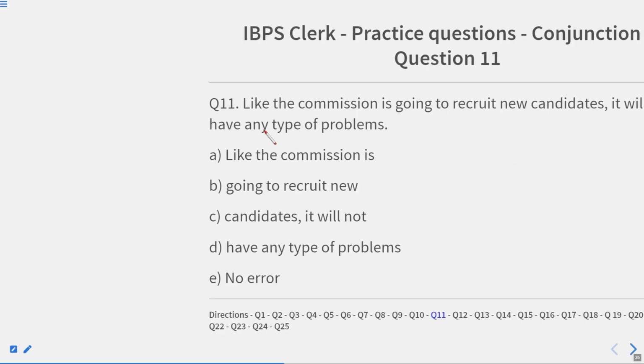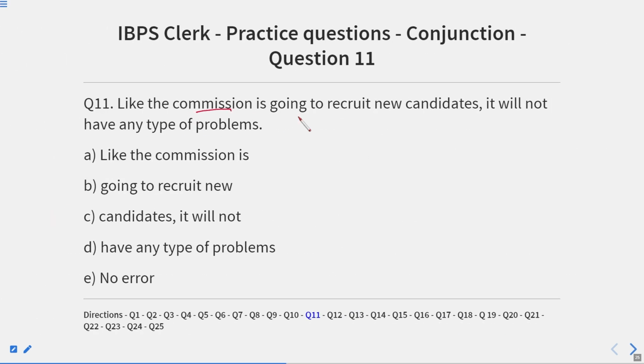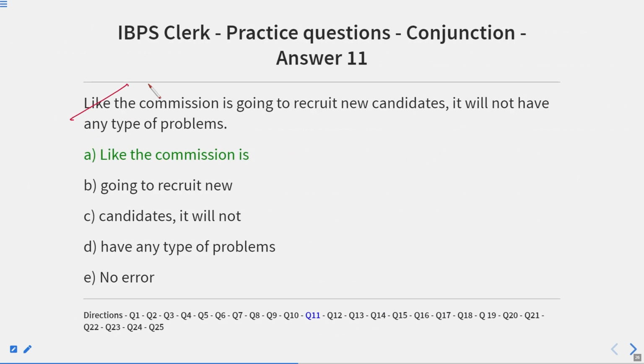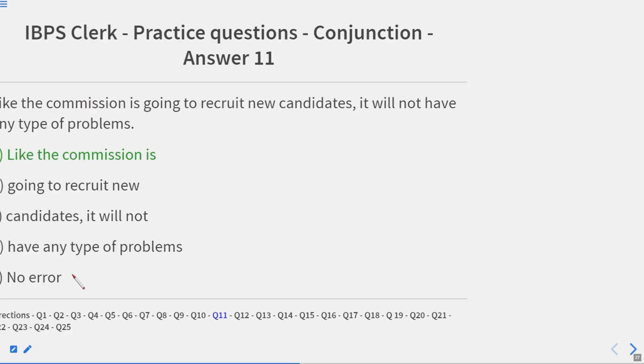Now let us move to the next one. There is question number 11. Like the commission is going to recruit new candidates, it will not have any type of problems. Now like shows similarity. But here, the word like is incorrect. It should be replaced with as. So the error is in part A, where it should be replaced with the word as. As the commission is going to recruit new candidates is actually the cause. It will not have any types of problems. So the error is in part A. Now let us move to the next one.